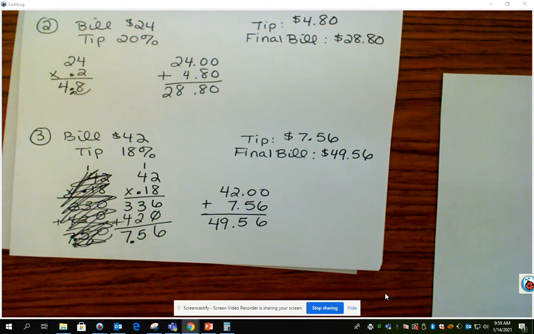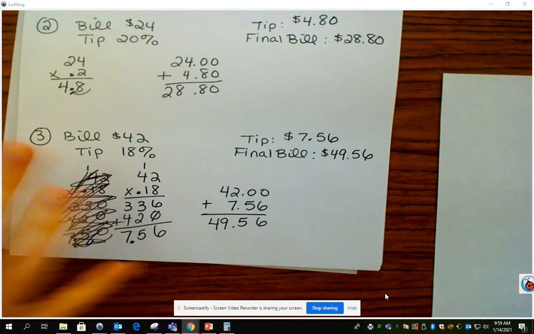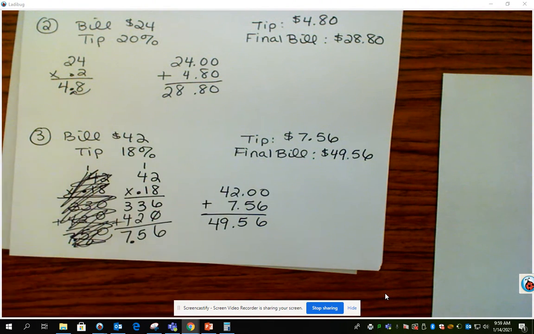All right, remember you're doing these without a calculator. Make sure you understand your decimal multiplication. Let me know if you have any trouble, okay?